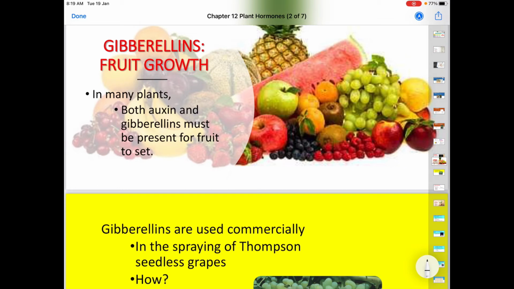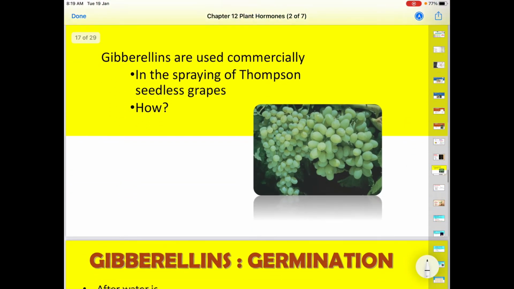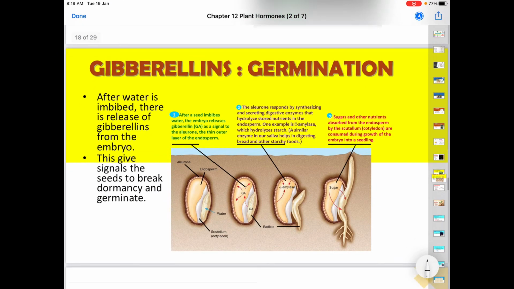Now gibberellins in fruit growth. In many plants, both auxin and gibberellin must be present for fruit to set. Commercially, this gibberellin hormone is used in the spraying of Thompson seedless grape. How? Please search on this: how gibberellins are used commercially in the spraying of Thompson seedless grape.